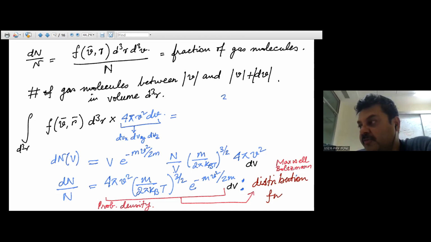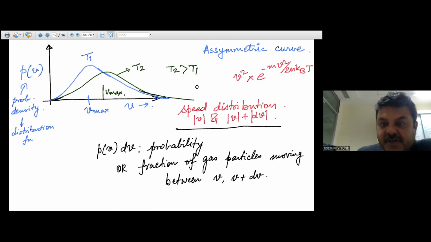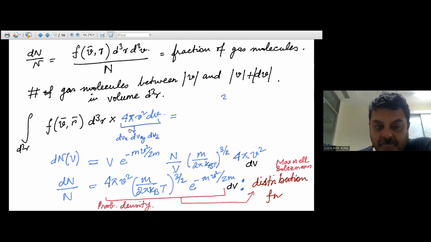right? So the total number of particles moving between v and v plus dv in the entire box, because we have integrated over d3r. We don't care about whether the particles are located at a particular r vector or not. Over all space we have integrated d3r. Moreover, we have integrated over all directions in velocity. So dnv, this is a scalar v, and in volume, sorry, I think this is meant to be a volume V.